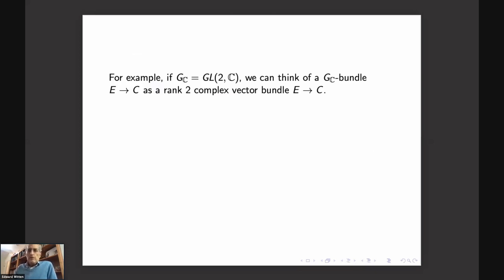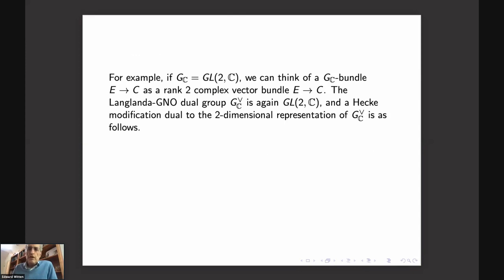For example, let's consider what's perhaps the simplest example. Suppose that the complex Lie group is GL(2,C). Then we can associate to a G_C bundle a rank 2 complex vector bundle E over C. What would be a Hecke modification of such a rank 2 bundle? Well, I'll answer that in a second, but first I'll say that one thing that makes this example simple is that the Langlands GNO dual group is the same thing again. And a minimal representation of the dual group is the two-dimensional representation. And a Hecke modification dual to the two-dimensional representation is as follows.